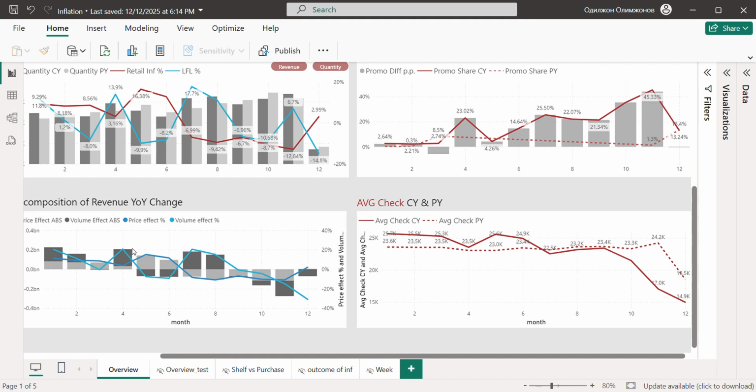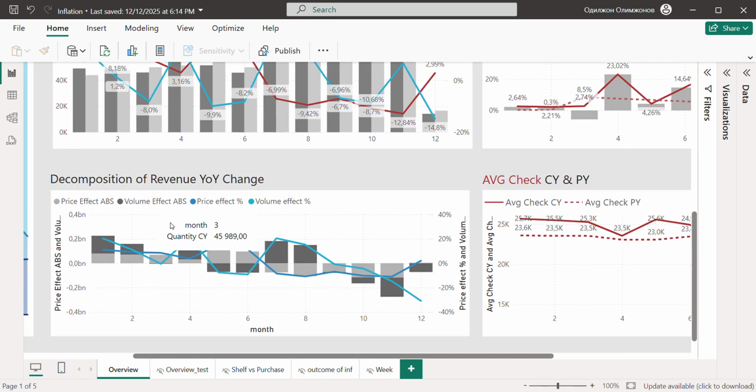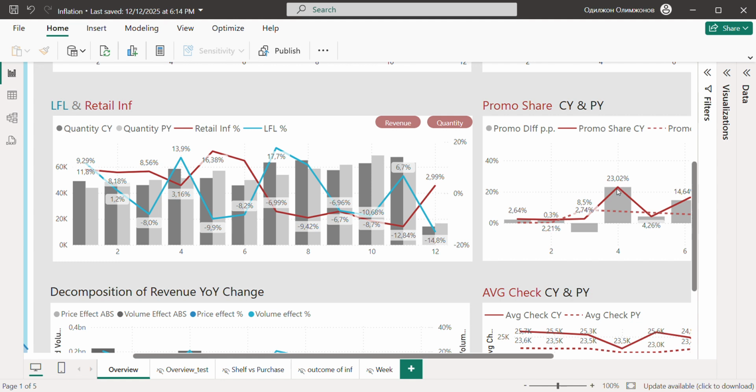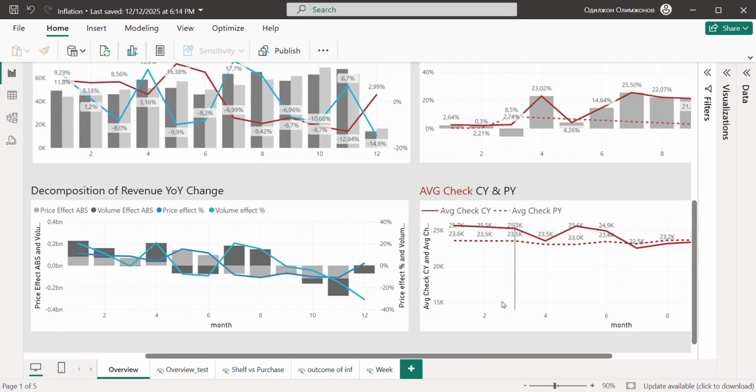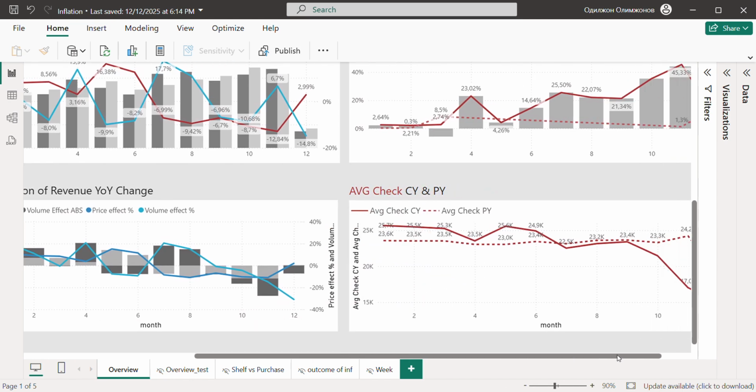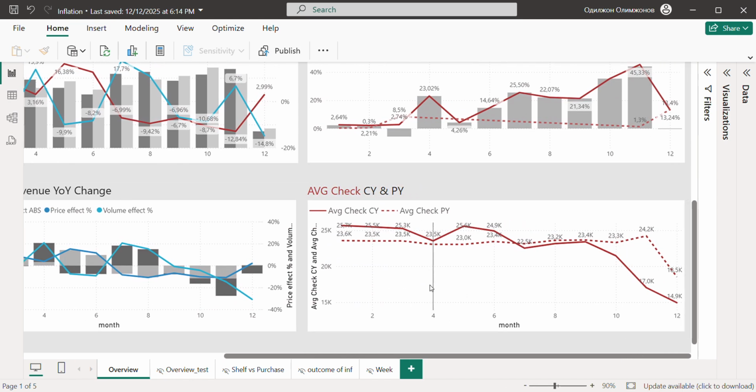And in first month, volume effect was really high. So we can see in absolute values at the background. And we can see that in first month the promo share was at the top, comparing to other months of that first quarter. So yeah, it describes the rise of volume right here. Also you can see here average check of current and previous years.